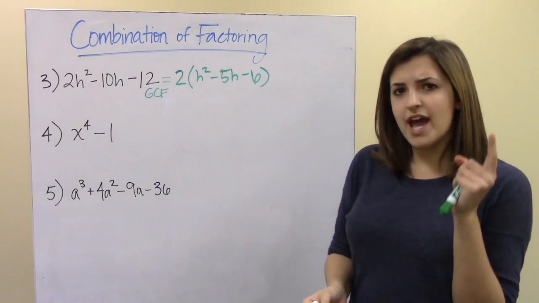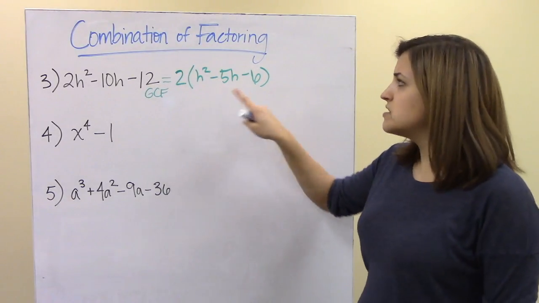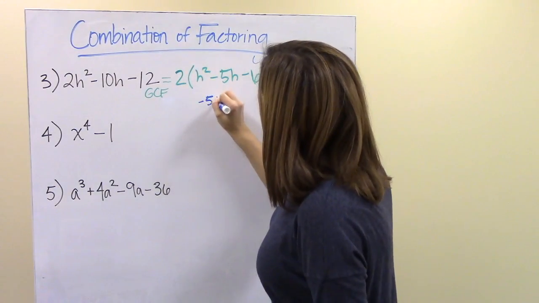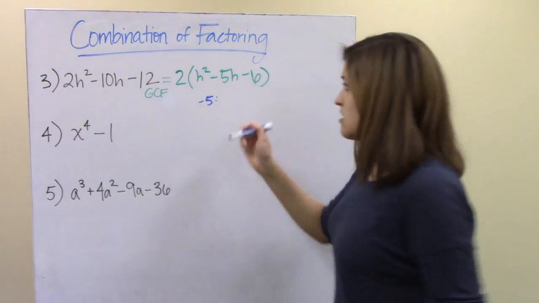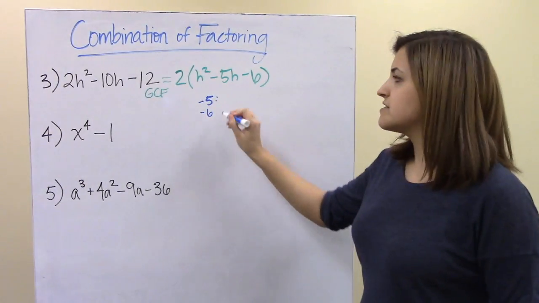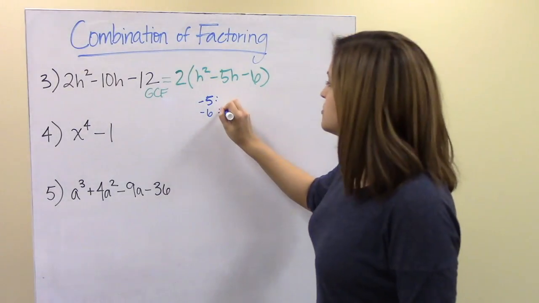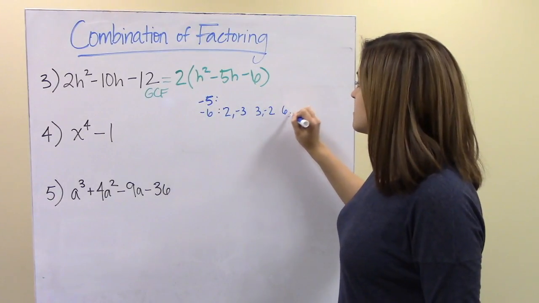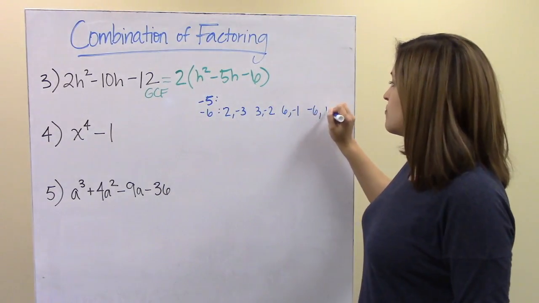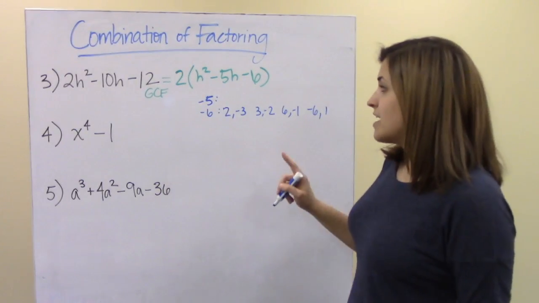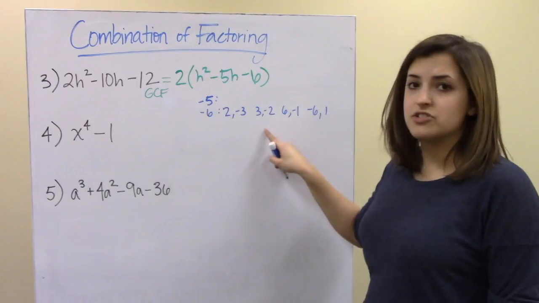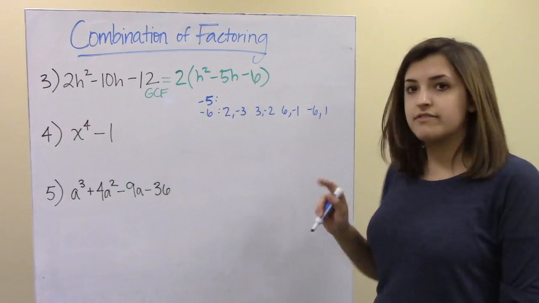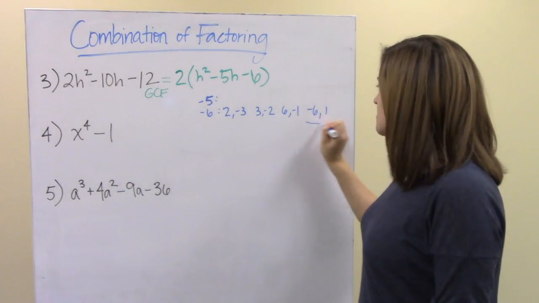If you think, what adds up to negative 5 and multiplies to negative 6? Well, we have a few options. For multiplying to negative 6, I could have 2 and negative 3, or 3 and negative 2, or 6 and negative 1, or negative 6 and 1. Well, let's see if any of those add up to negative 5. The first 2 pairs do not. The second 2 seem promising. So we have negative 6 and 1. If I have negative 6 plus 1, that's negative 5. So this one's a winner.